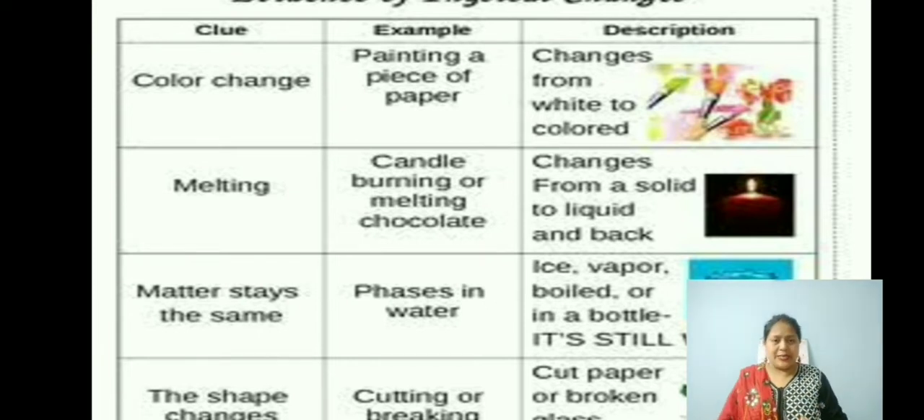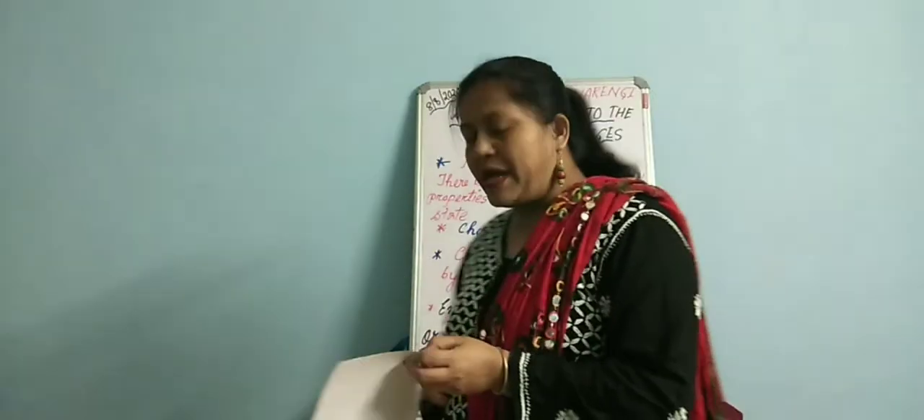So children, we have seen that with the help of different clues, we can identify whether a change is a physical change or a chemical change. So to make it more clear, let's do some activities. Dear students, let's perform some activities to understand the properties of physical change. Let's start with the first activity. I'm having this A4 size paper. Now just wait and watch what I'm going to do with this paper.